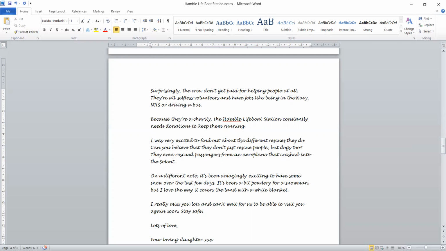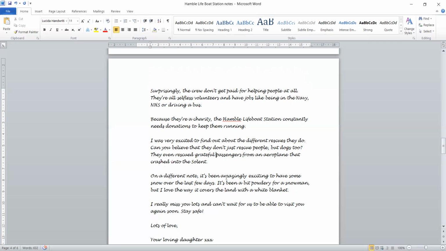I was very excited to find out about the different rescues they do. Can you believe that they don't just rescue people, but dogs too? They even rescued passengers from an aeroplane that crashed into the Solent. I think I can use an adjective to describe the passengers. I think they would have been very grateful, passengers, if poor people crashed an aeroplane into the Solent. So again, I have used an adjective to describe a noun and created an expanded noun phrase. Super.